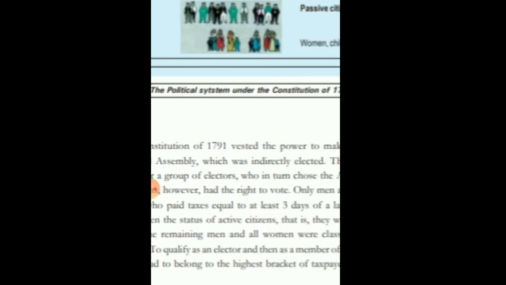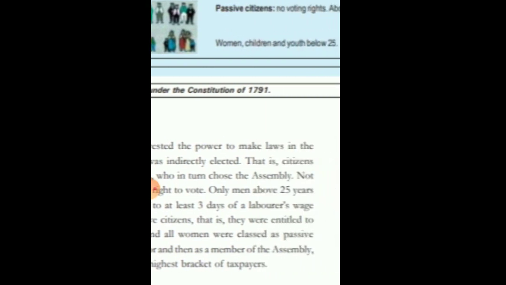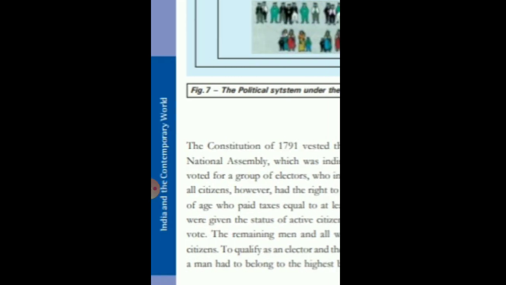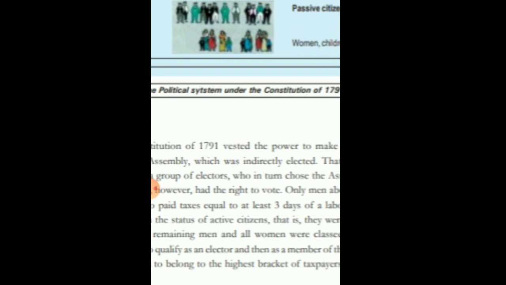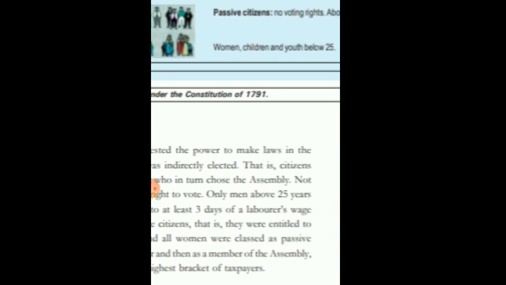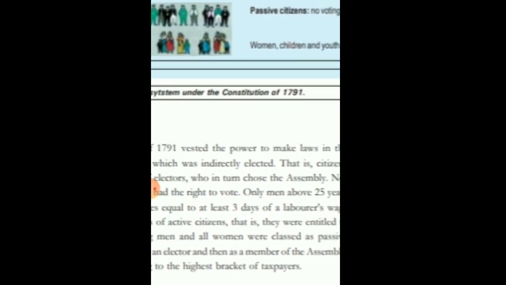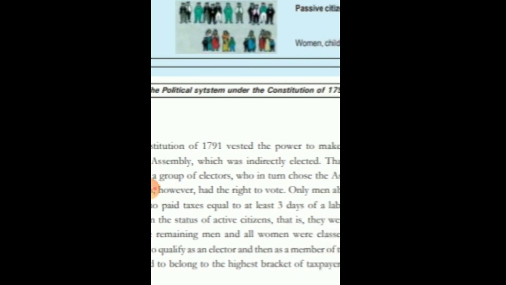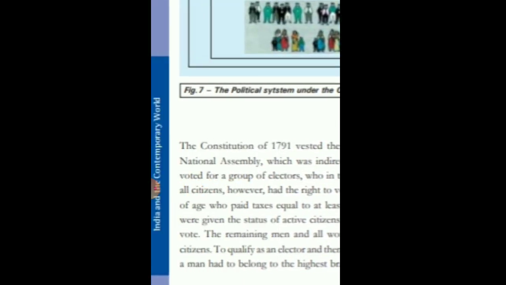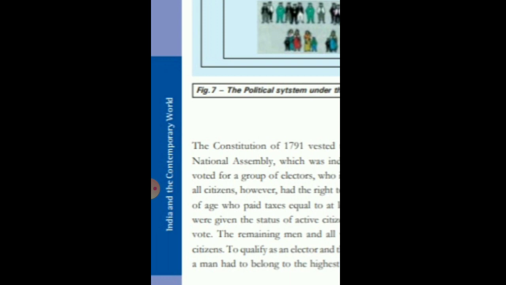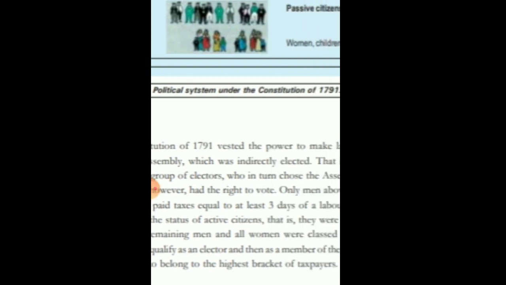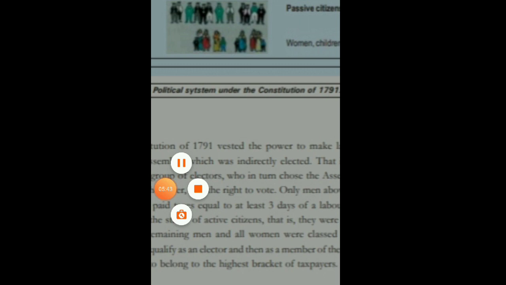To qualify as an elector and then as a member of the assembly, a man had to belong to the highest bracket of taxpayers. If you want to become an important member of the assembly, a man had to belong to the highest bracket of taxpayers.